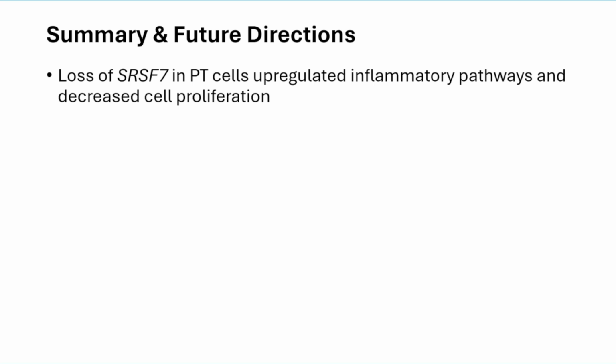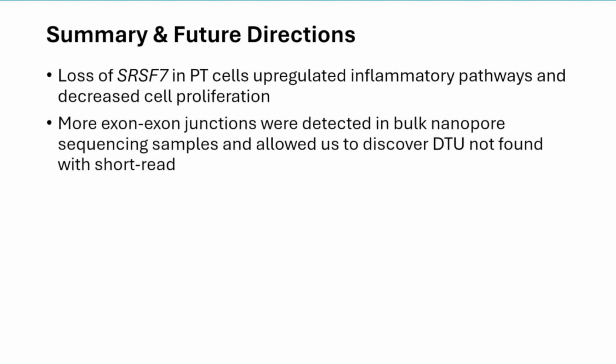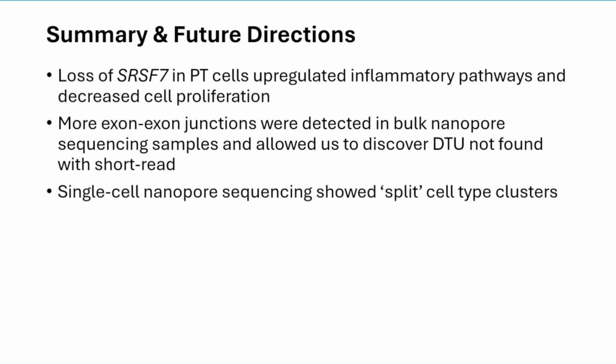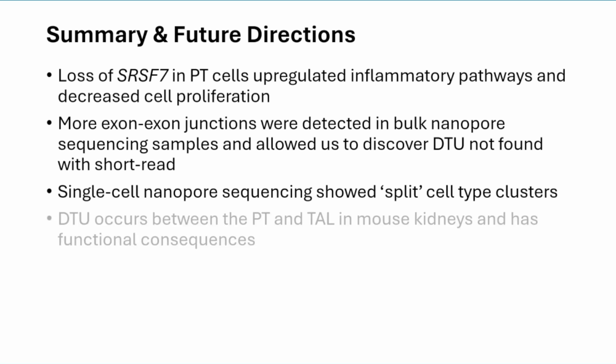I've shown that loss of this factor SRSF7 in proximal tubule cells upregulated inflammatory pathways and decreased cell proliferation. More exon-exon junctions were detected with bulk nanopore sequencing samples, and this allowed us to discover differential transcript usage that isn't found with short read. Our single cell nanopore sequencing showed these split cell type clusters that we're still trying to understand and define. And finally, DTU occurs between the PT and TAL in mouse kidneys, and they do have functional consequences.